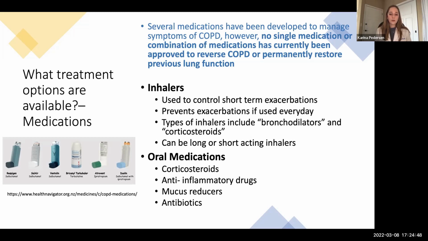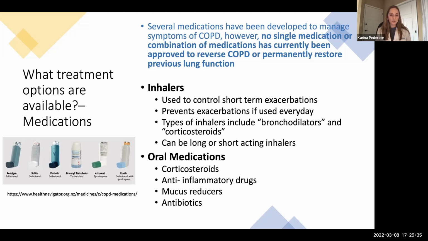So typical inhalers are bronchodilators and corticosteroids, and they can be long or short acting. For short-term exacerbations, oftentimes you'll use a short-acting bronchodilator just to increase the size of your airways. And a corticosteroid is used long-term to reduce overall inflammation so that you don't get an exacerbation. And that is typically taken every day. And then we have a long-term bronchodilator. That is typically taken at the same time as a corticosteroid inhaler, again, just to prevent an exacerbation versus cure an exacerbation right then.